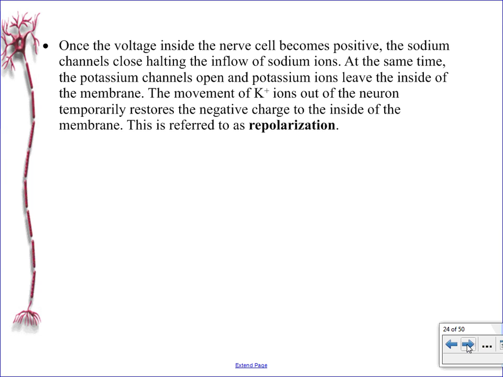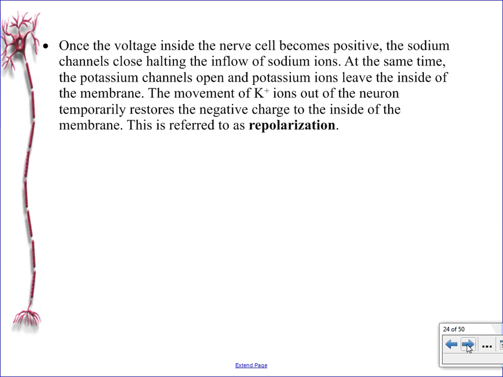So now the neuron needs to recover, and we need to get back to the resting state. So once the voltage inside the neuron becomes positive, those sodium channels that opened are now going to close and will no longer have any more inflow of sodium. But as soon as they close, the potassium channels are now going to open. Remember, there's more potassium on the inside of the neuron, so it's going to move to the outside.